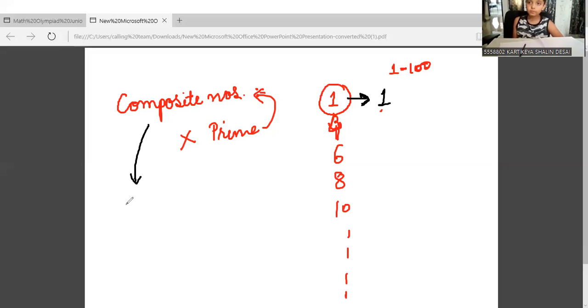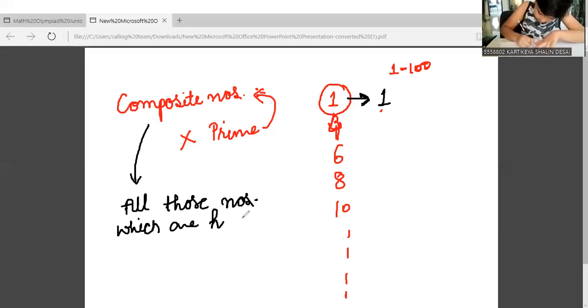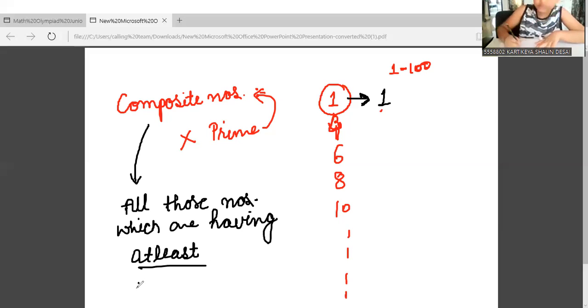Composite numbers, write with me, please. All those numbers which are having at least, do you understand this word at least? Yes, this is a good word. This word is used many times in mathematics questions. So you should understand at least, at most, these kind of English words.